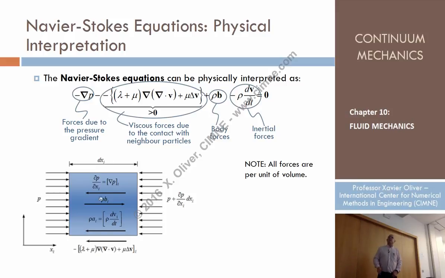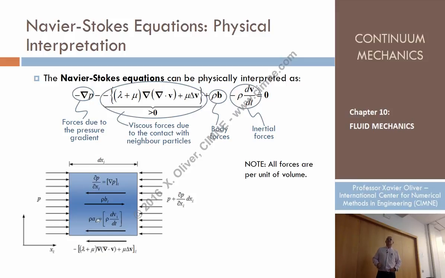So imagine that we are considering a particle of fluid like that, and we are considering one direction, one Cartesian axis of the system of coordinates. What do we have at every point? Look, minus gradient of p. What is the component in the direction i of minus gradient of p? It is the derivative of p with respect to xi.